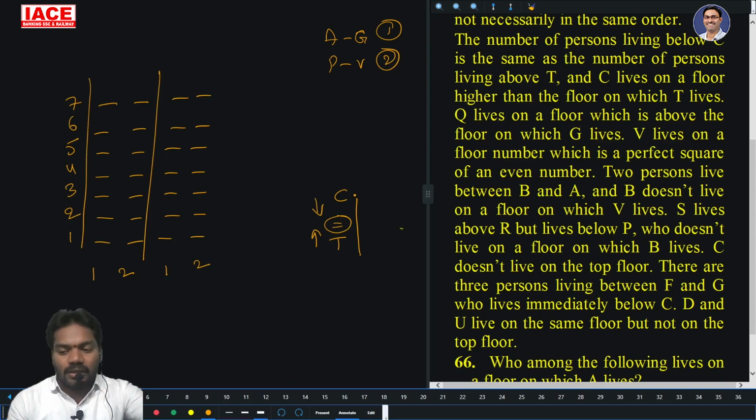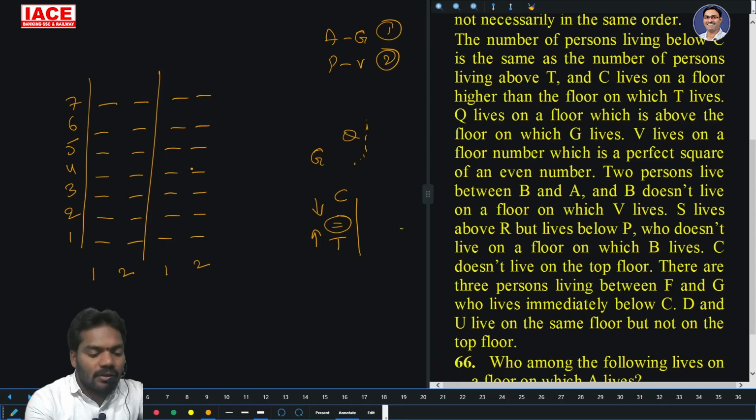Now Q lives on a floor above the floor on which G lives. V lives on a floor number which is a perfect square of an even number. Below 7 there is only one such number. What's that number? 4. So there is only one chance for V here.